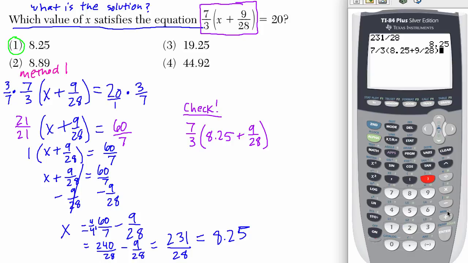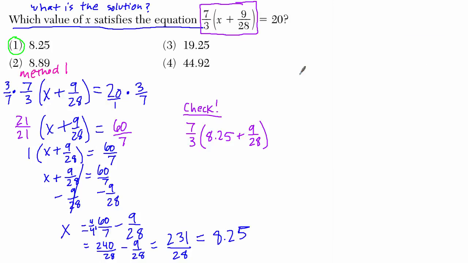And I'm going to close my parentheses, I'm going to hit enter, and I want the value to be 20. And it is. So this checks out. Our answer is correct. Okay? So if you're satisfied with that, you can stop the video.